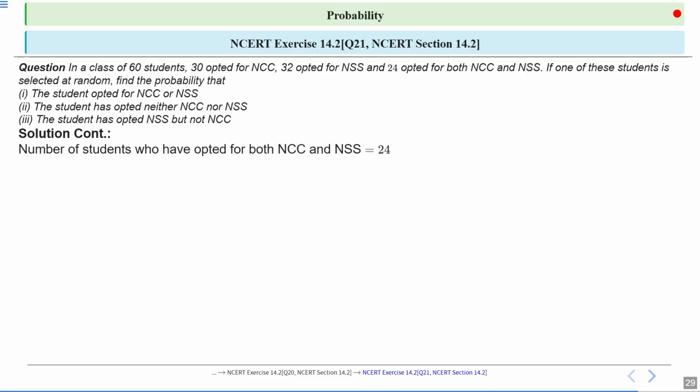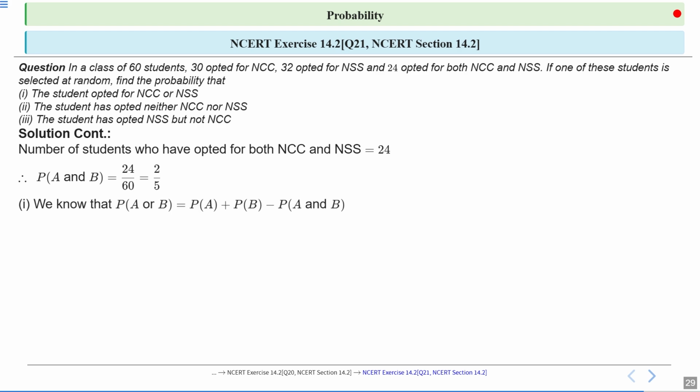So number of students who have opted both NCC and NSS is 24. So probability of A and B is 24 over 60. This is equal to 2 over 5. And we know this formula, probability of A or B is equal to probability of A plus probability of B minus probability of A and B.